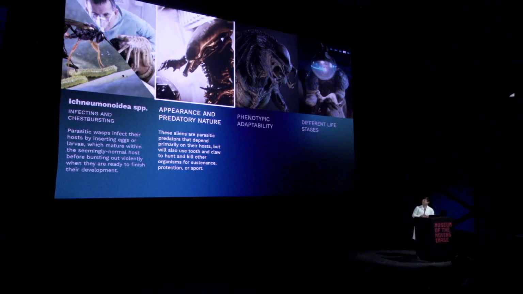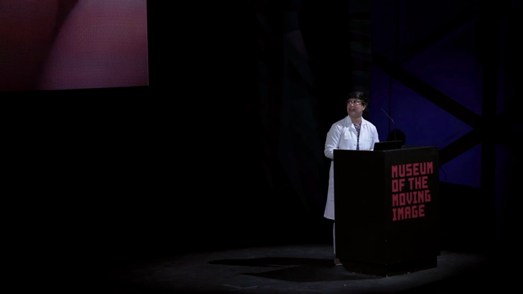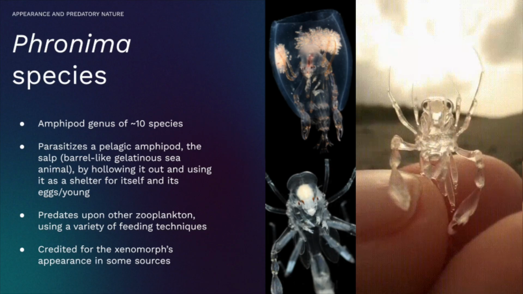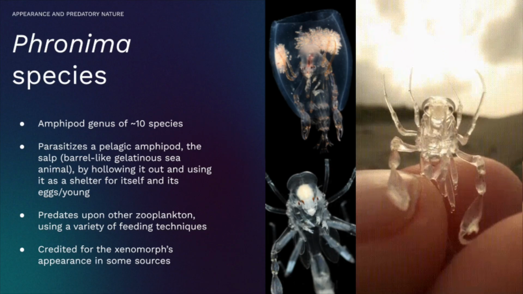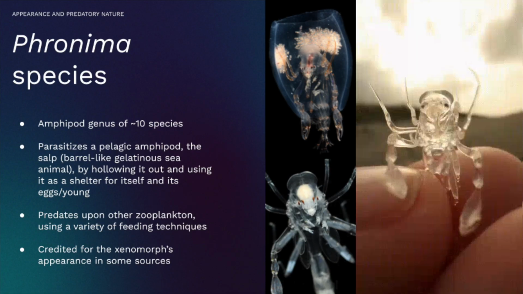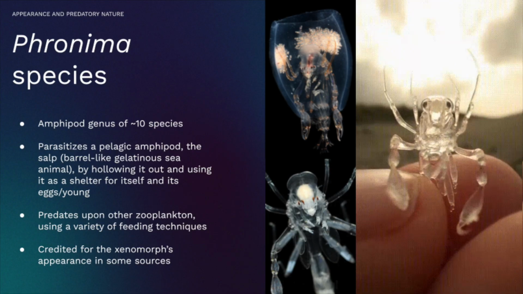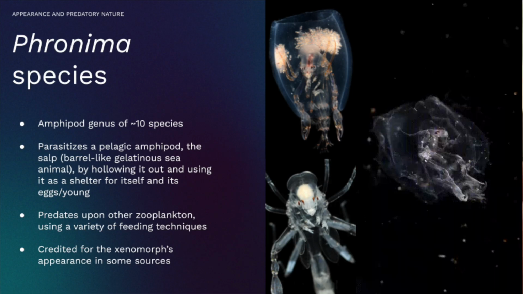So let's move on to the appearance of the xenomorph and the fact that they are predators as well as parasites. The parallel I would like to draw with this is Phronima. So this is a genus of plankton in the open sea. They have about 10 species, but that's because they're really hard to find, so it's probably very difficult to describe them. There might be more, we don't know.